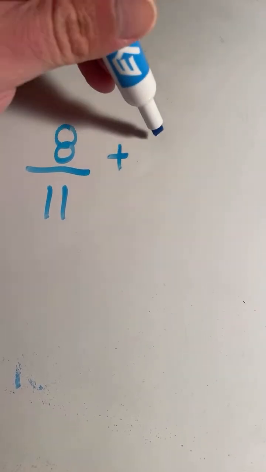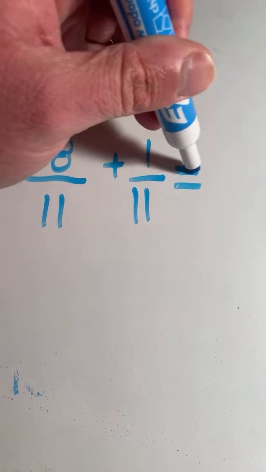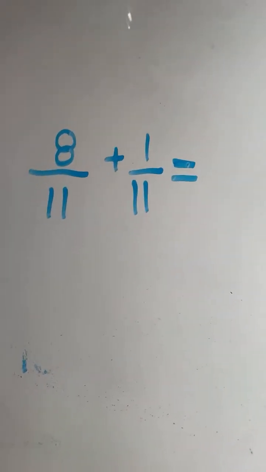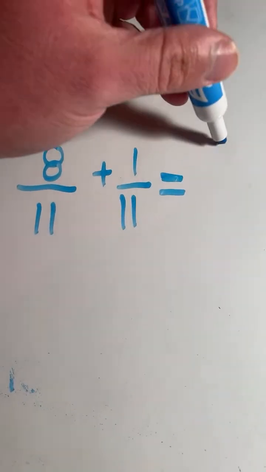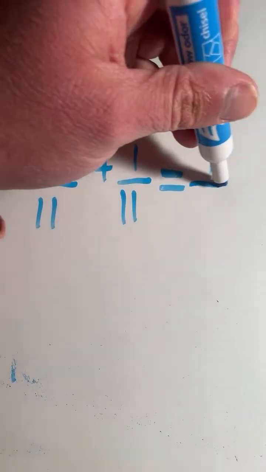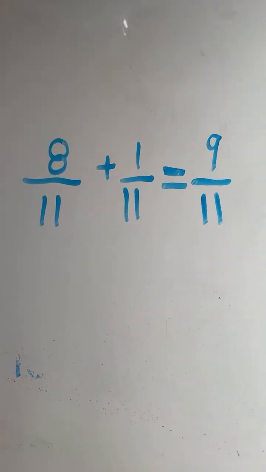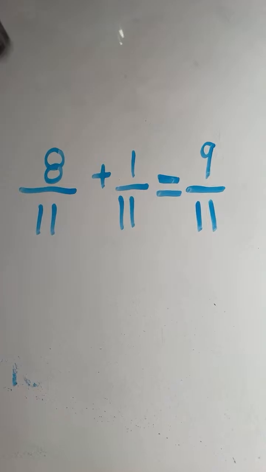8/11 plus 1/11. 8 plus 1 equals 9. And our denominator stays the same. So it's just like adding whole numbers, except whatever the denominator, whatever the bottom number is, we keep it the same. All right, subtraction problem now.